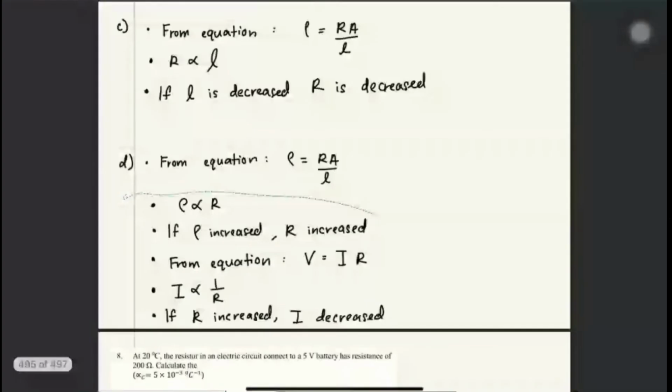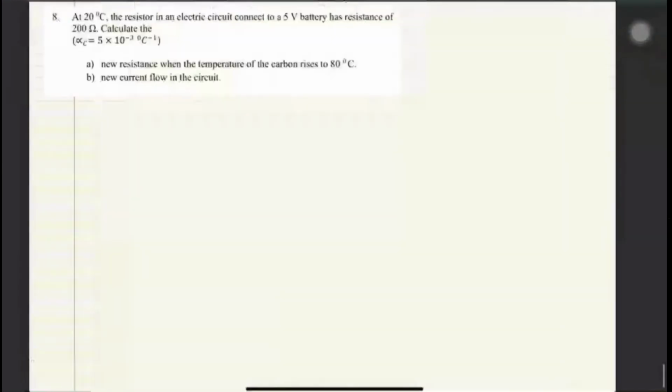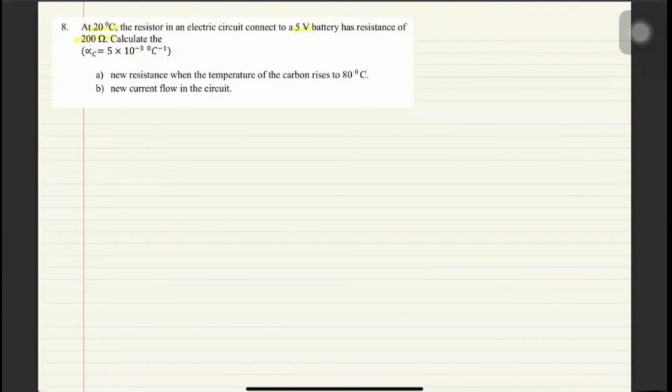Next question is question number 8. Okay, yang ni dia kata ada perubahan temperature, you can see the moment dia cakap temperature, you know straight away. At 20 Celsius, the resistor in electric circuit connect to a 5 volt battery has a resistance of 200 ohm. Calculate the new resistance when the temperature of the carbon rises to 80 Celsius and new current flow in the circuit. So they want you to find new resistance R and the current flow in the circuit I.